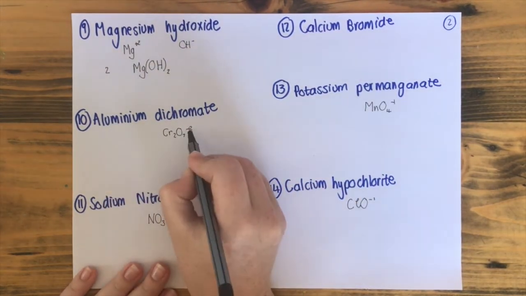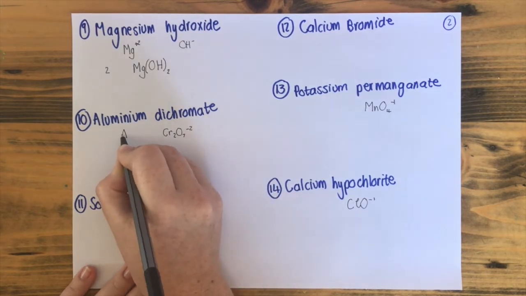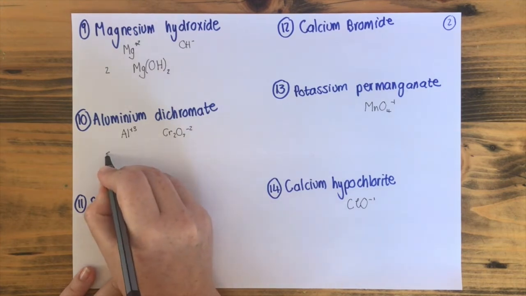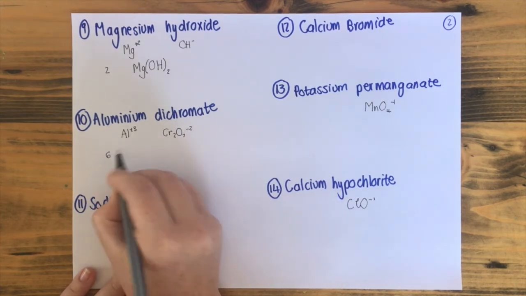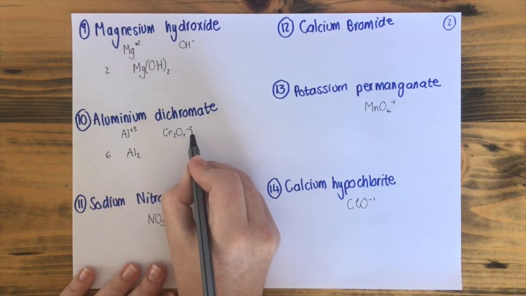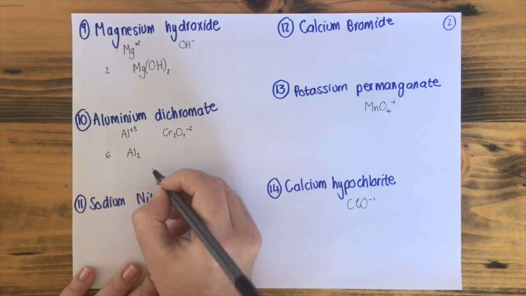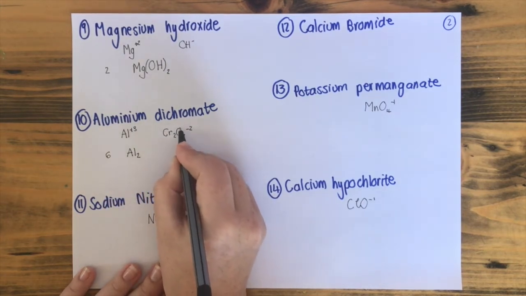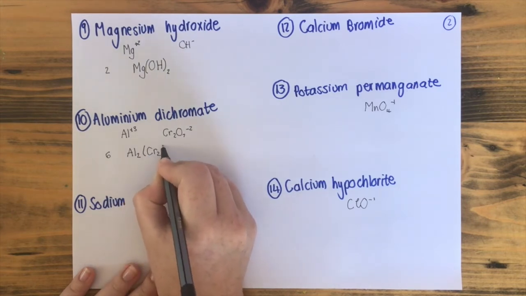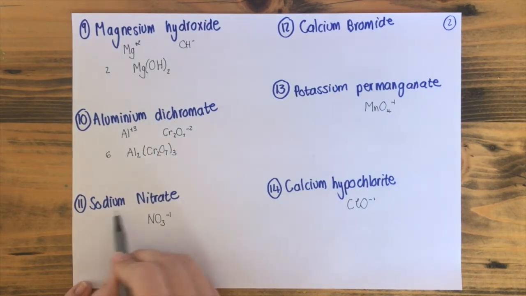Aluminium dichromate. Dichromate is one that must be memorized off of the table. Aluminium has a charge of +3. The lowest common number there is 6. 3 goes into 6 twice, so we will have 2 aluminiums. Dichromate has a charge of -2. 2 goes into 6 3 times, which means that we will need 3 of those entire dichromate ions. 3 of them.